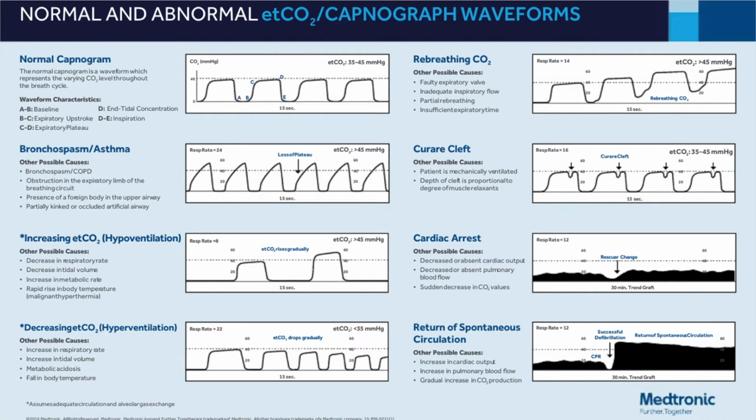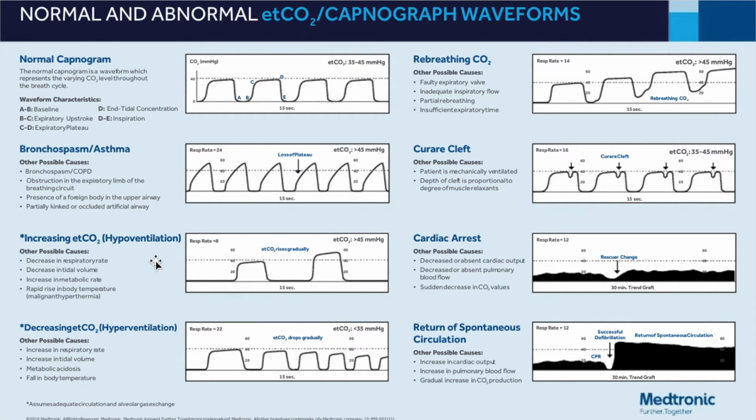So here's just a picture of the different types of waveforms that you might see for end-tidal CO2. So you have the normal, which is what you would want to see, indicating that your values are in range, so they are 35 to 45. You have bronchospasm, which is this one right here. So if a patient is having bronchospasm or a patient has asthma, this is the type of waveform that you might see, and this would be indicative of an end-tidal greater than 45.